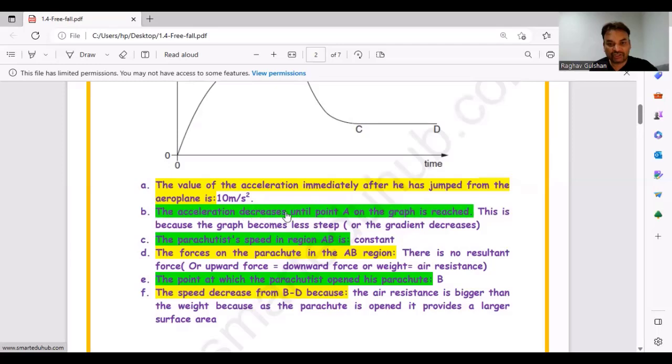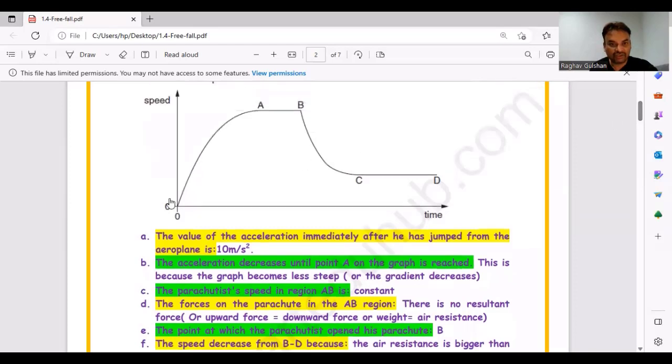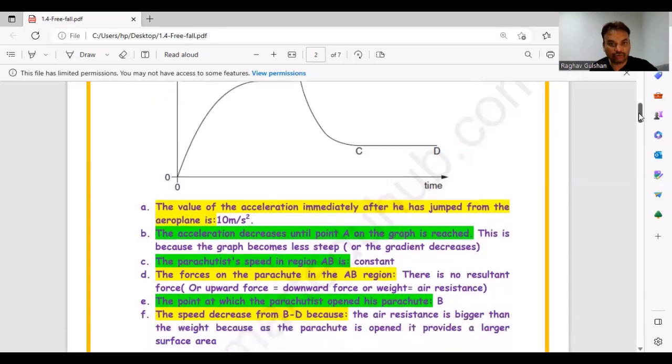Second point, the acceleration decreases until point A on the graph is reached. This is because the graph becomes less steep, or the gradient decreases. So the gradient from O to A is decreasing. Due to the decrease in the gradient, we say the acceleration from O to A decreases, because from O to A the gradient is basically the acceleration.